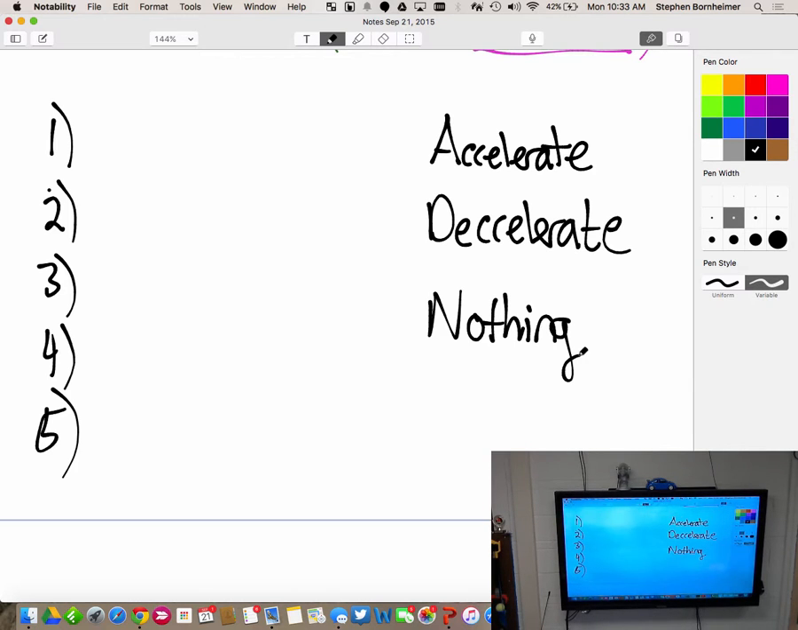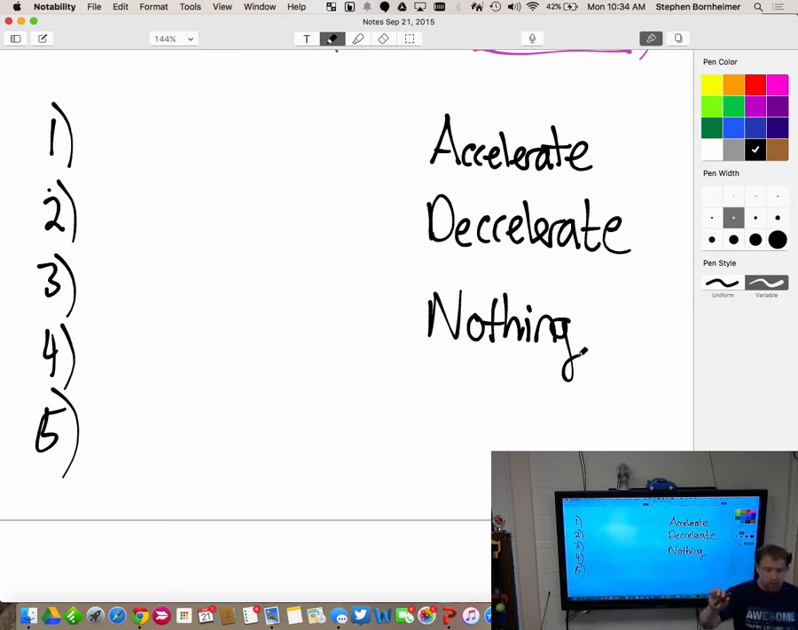What is happening to a football after it is thrown and it's in the air? Write one of these 3 words down. Wait, but can it be both? No. Not for our purposes today. Okay, I guess I'll read them twice. What is happening to a football after it is thrown and it's in the air?